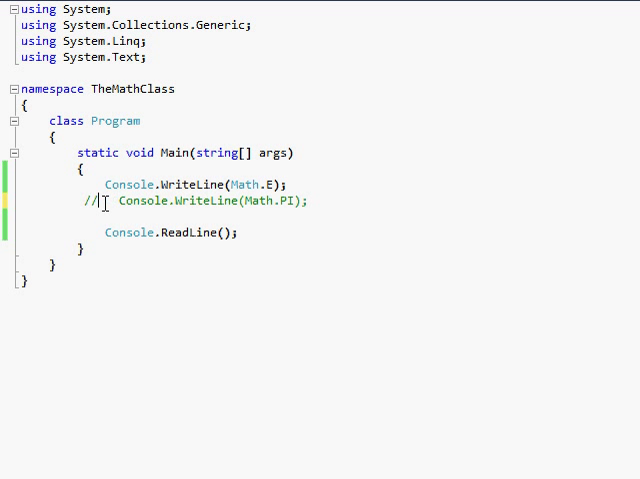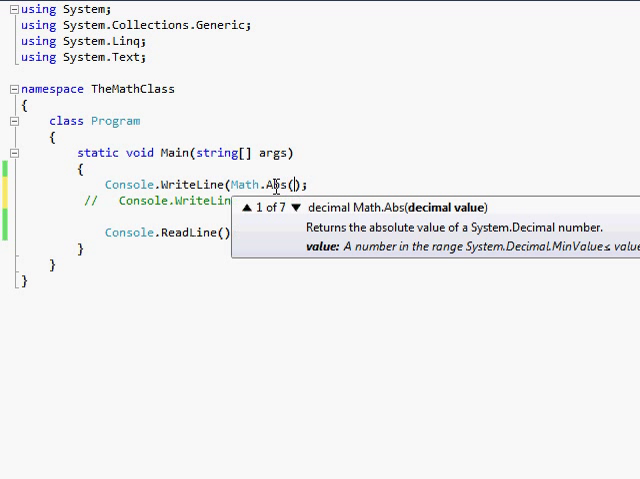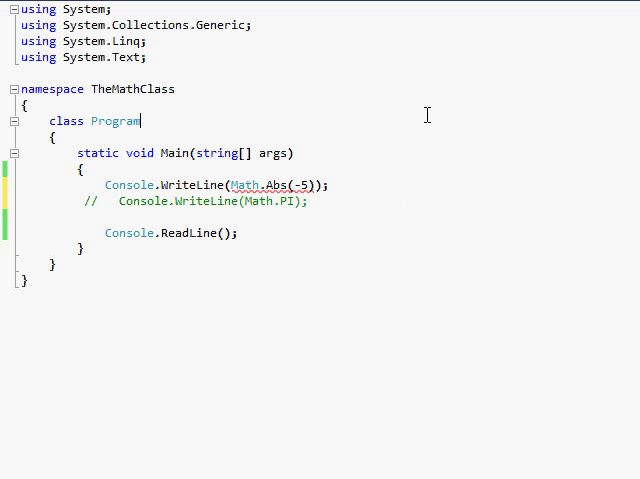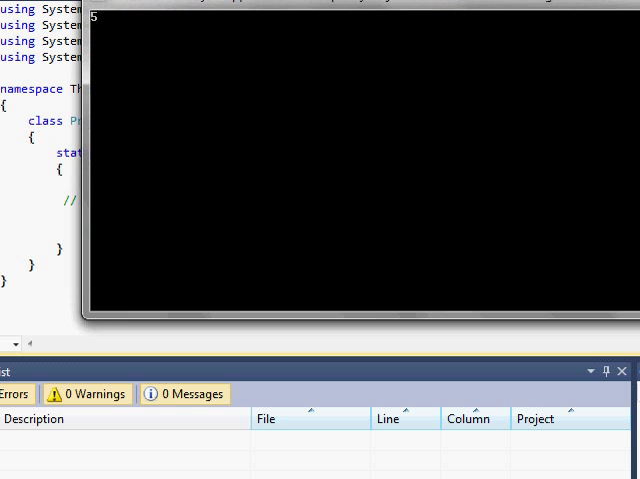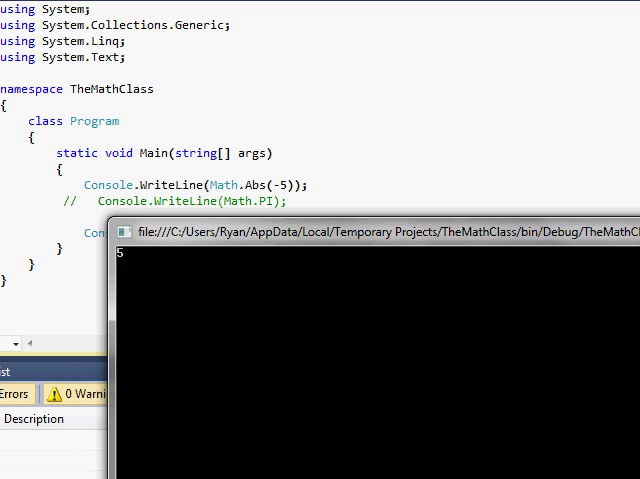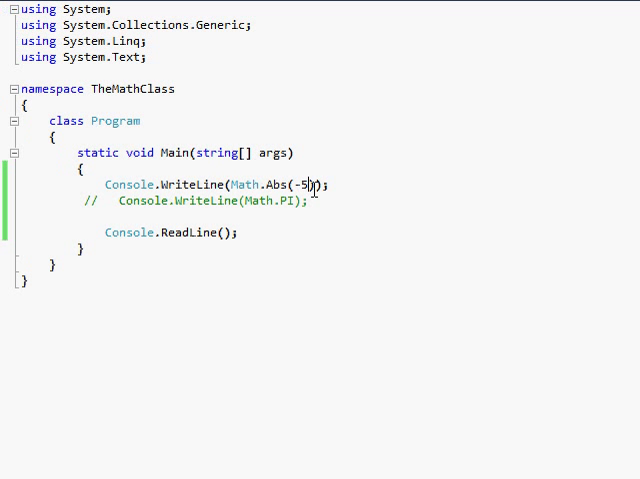So the next method I want to teach you about is the absolute value method. Let me go ahead and comment that out. Math.Abs. Now if you know about math, absolute value is the distance a number is away from 0. So this should print out 5. It's always positive. It basically just takes a number and makes it positive. So there's that one.